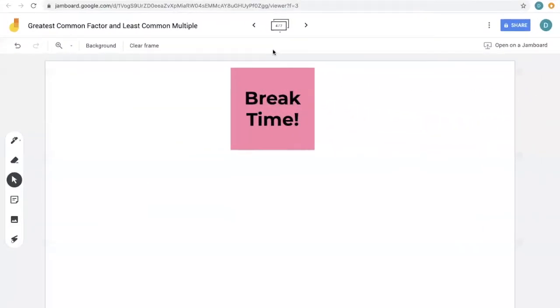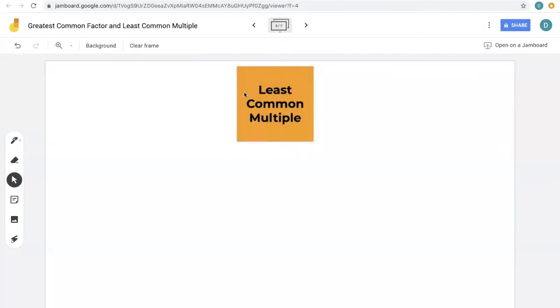Hi everyone, welcome back. I hope you enjoyed the break. So let's get into least common multiple. And multiple refers to all of the products of numbers. So for example, it's like the result of multiplication. 2 we know has multiples 2, 4, 6, 8, right? Because 2 times 1 is 2, 2 times 2 is 4, 2 times 3 is 6, etc. So that's what a multiple means.